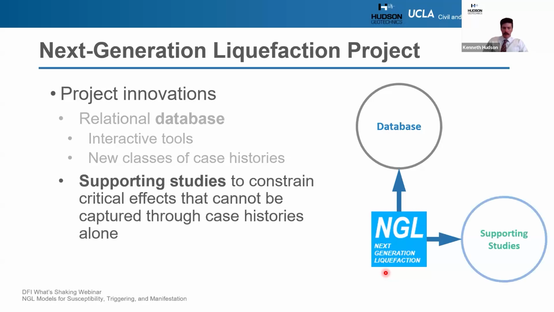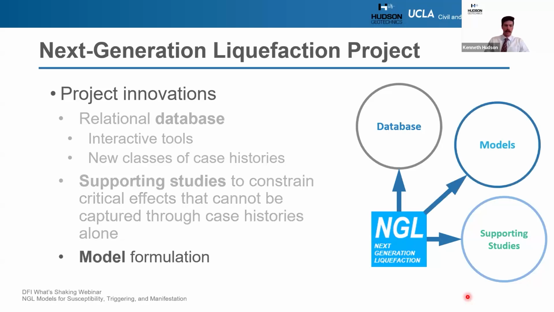Second, the nature of some of the case histories allows us to evaluate new insights that were not possible in some of the previous liquefaction models. And we've also been able to develop supporting studies, which are just investigations of effects that can't be constrained by the case history data alone, but are critical for the model development process, such as K-sigma effects, large normal stresses, and that effect on liquefaction triggering. And so we've been able to support those studies as well.